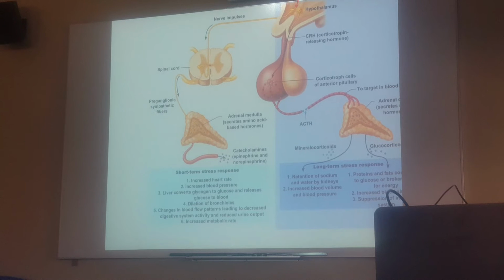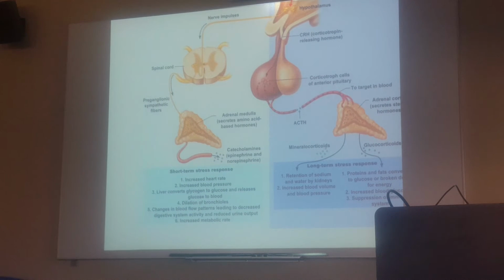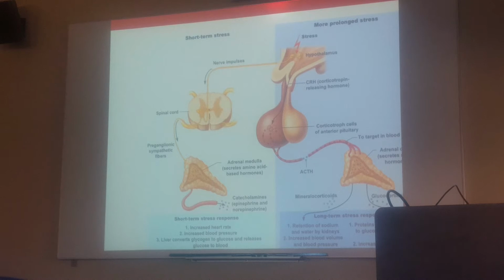So what do catecholamines do then? Increase heart rate, increase blood pressure, the liver converts glycogen to glucose and releases glucose to the blood. Nice, because that's what we are always talking about, maintaining plasma glucose, blood glucose, okay? Dilation of the bronchioles, changes in blood flow patterns leading to decreased digestive system activity and reduced urine output, and increased metabolic rate.